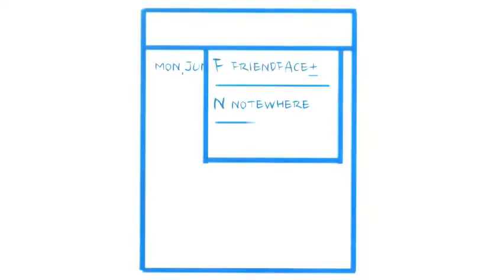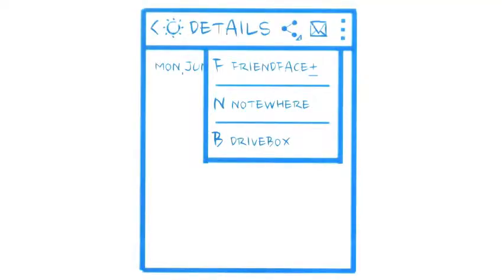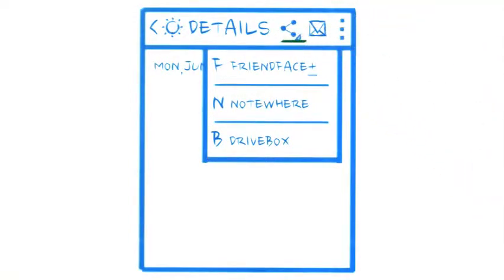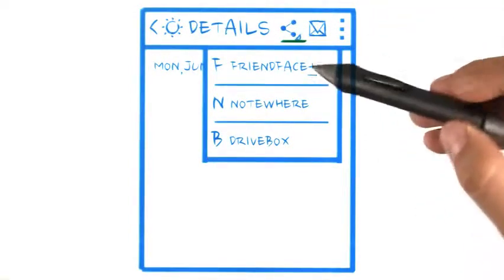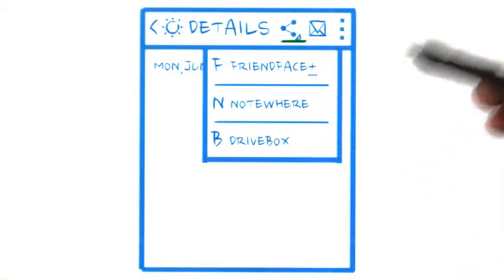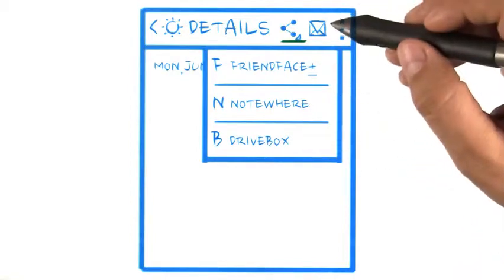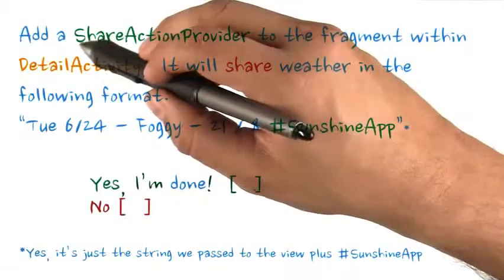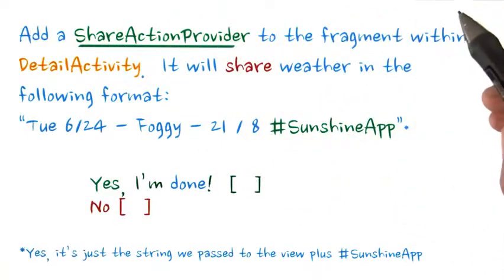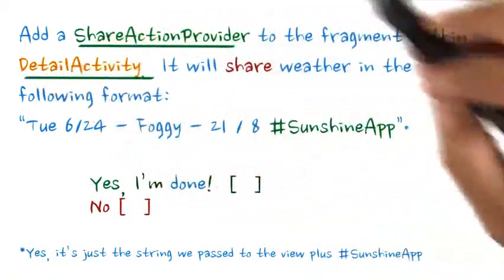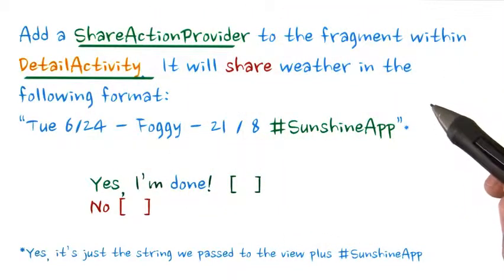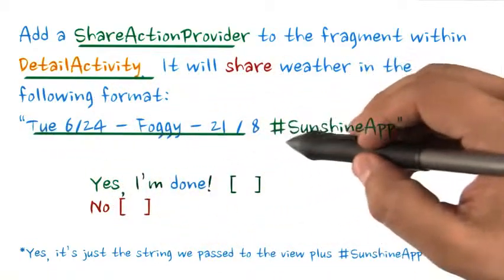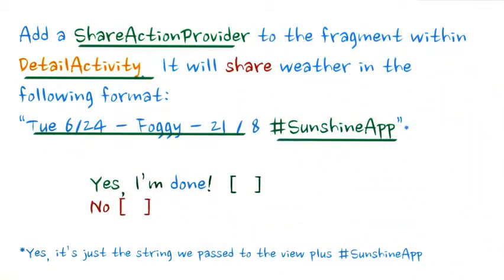Here's what the Share Action Provider will bring to our app in glorious wireframe. There will be an additional icon in the action bar, which will drop down a menu when clicked to reveal potential share actions. Another icon will be added to the right of this one that contains the last application shared to. Add a Share Action Provider to the fragment within Detail Activity. It will share weather in the following format. Yes, it's just the string we passed into the view plus #SunshineApp.